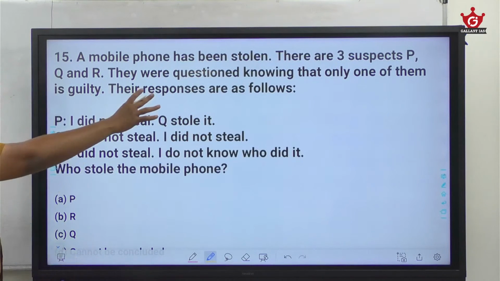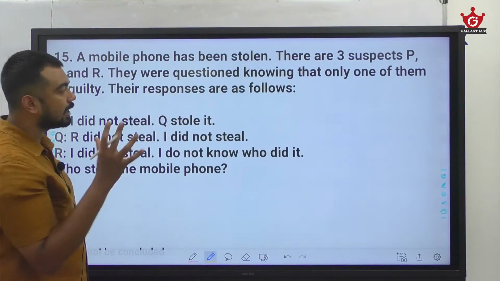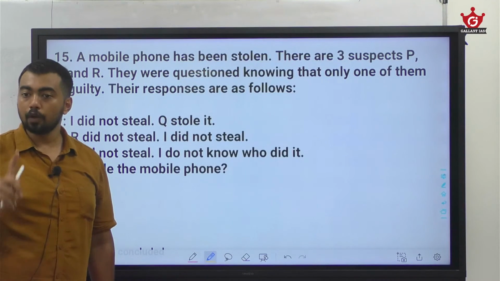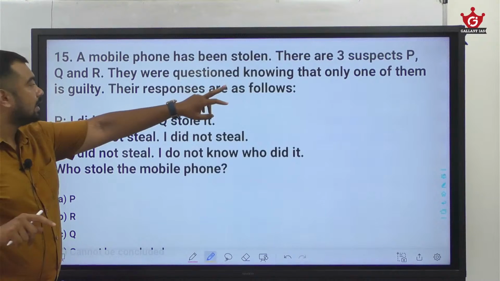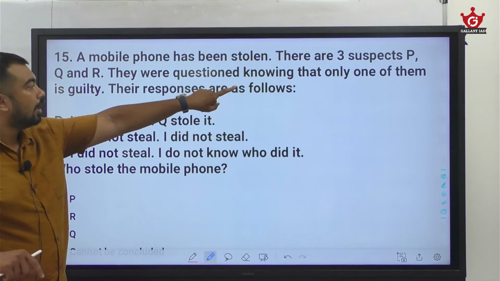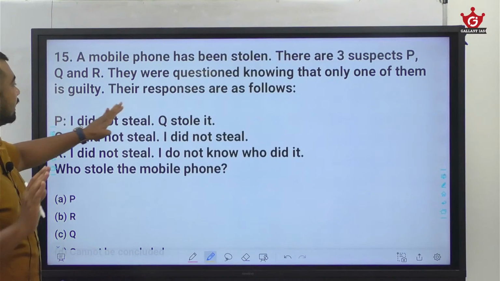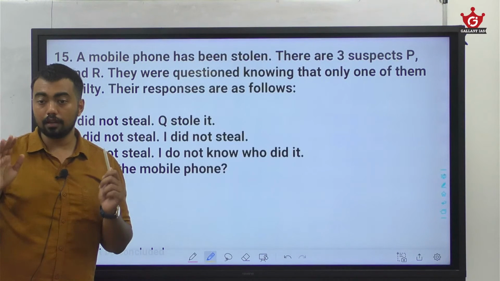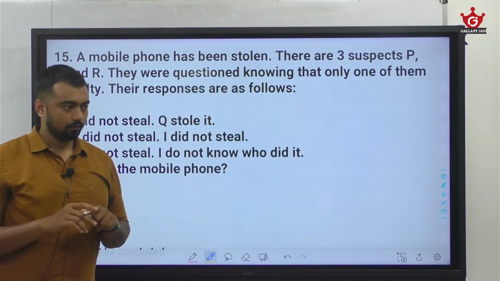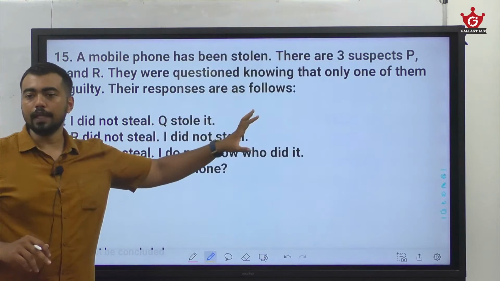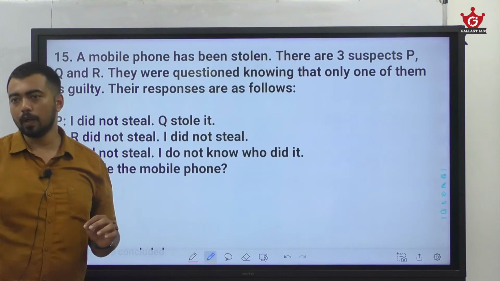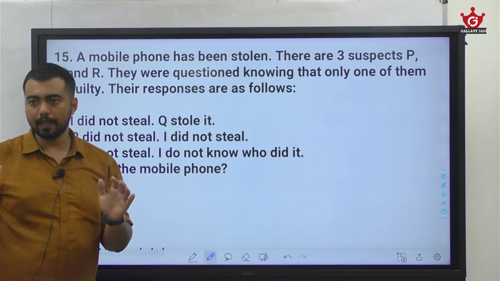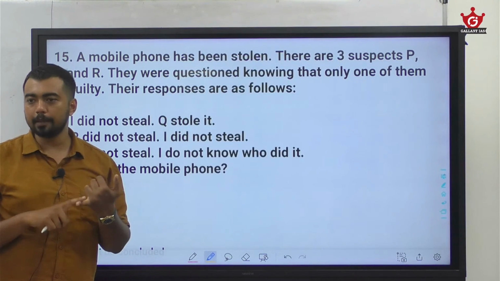A mobile phone has been stolen. There are 3 suspects, P, Q and R, who we think stole the mobile phone, but only one of them has stolen. They were questioned knowing that only one of them is guilty. The responses are as follows. In these questions, there will also be one more sentence. That sentence is usually that the person who is guilty will also lie. That sentence is usually given in CAT questions.